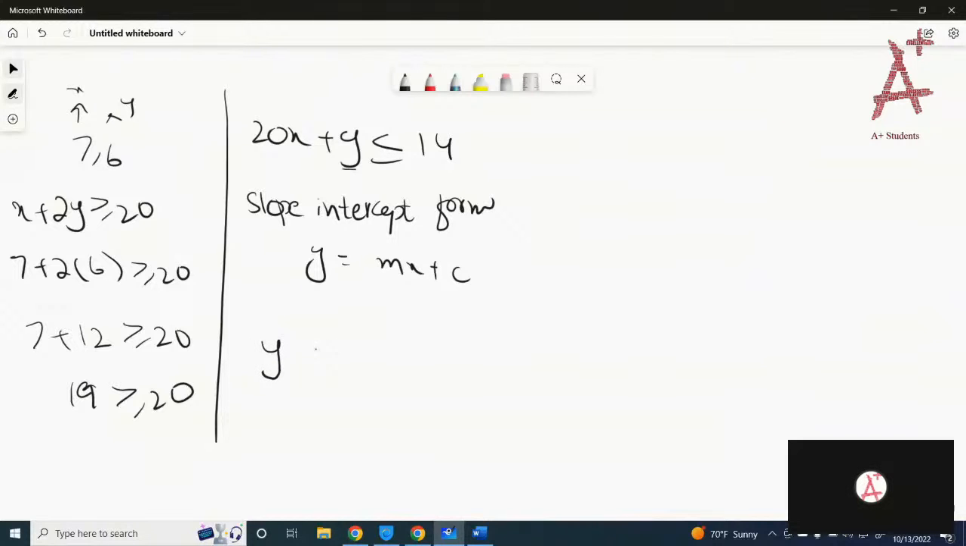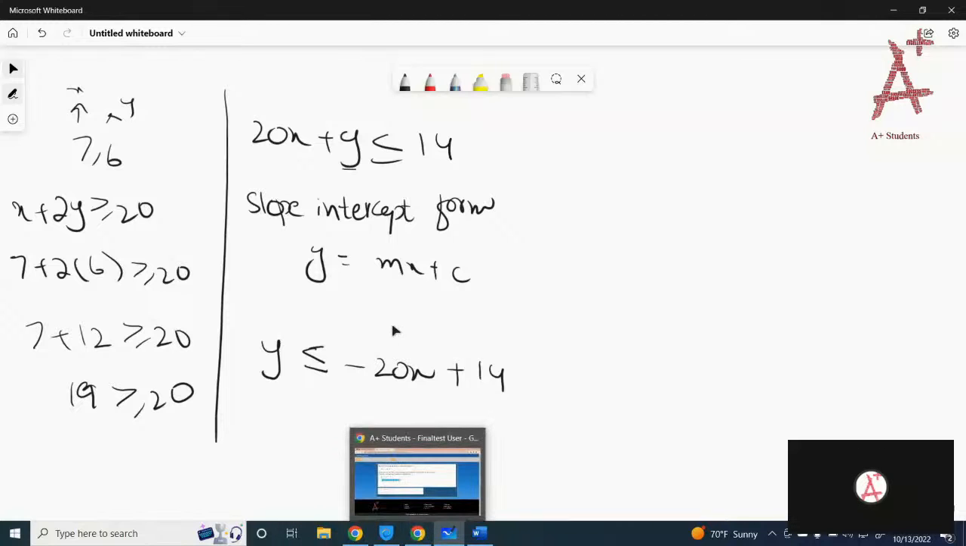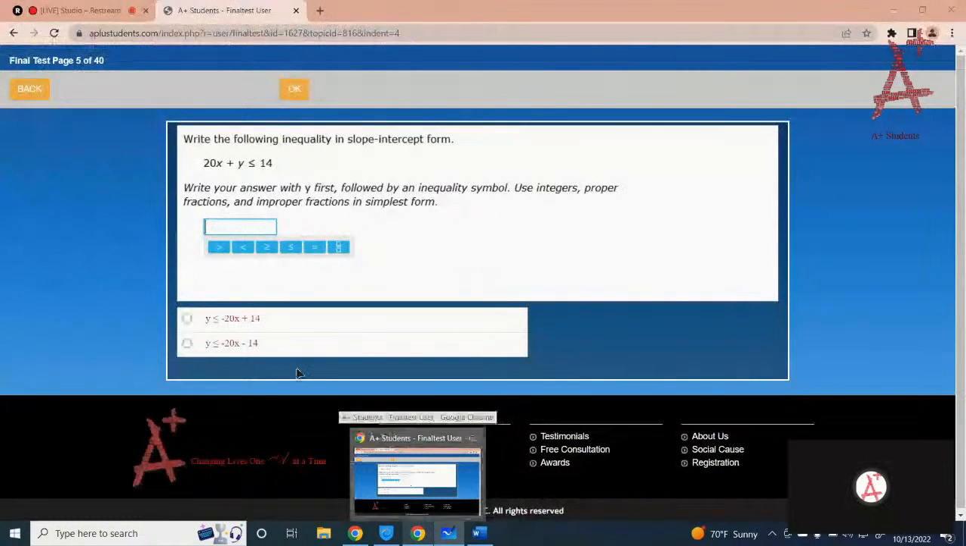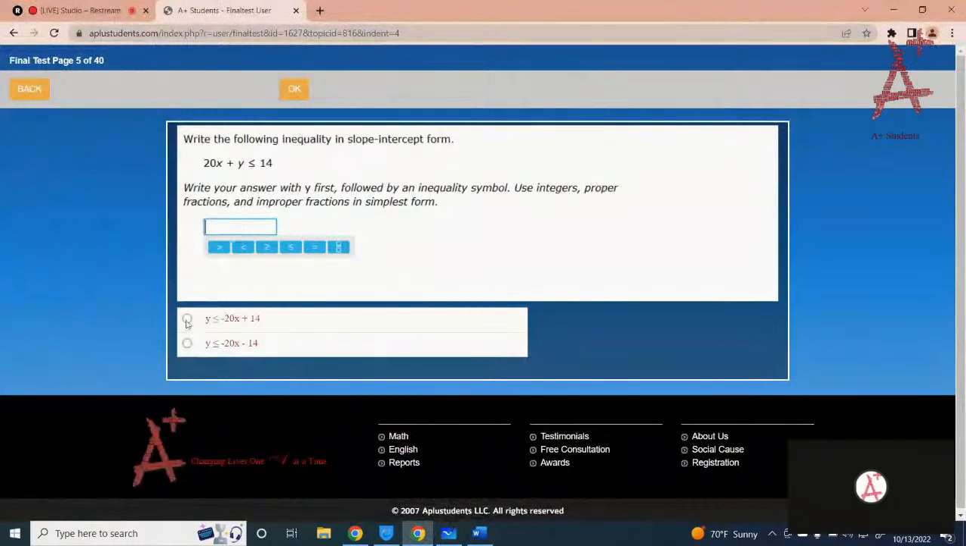So it would be then y less than equal to. The 20x is adding here, so on the other side it would be subtracted. So it would be negative 20x, and 14 you have to write as it is because 14 is positive. That means it is adding. So y is less than equal to negative 20x plus 14. Got it? Select the correct option and click on the OK button. Yes, that would be the first option.